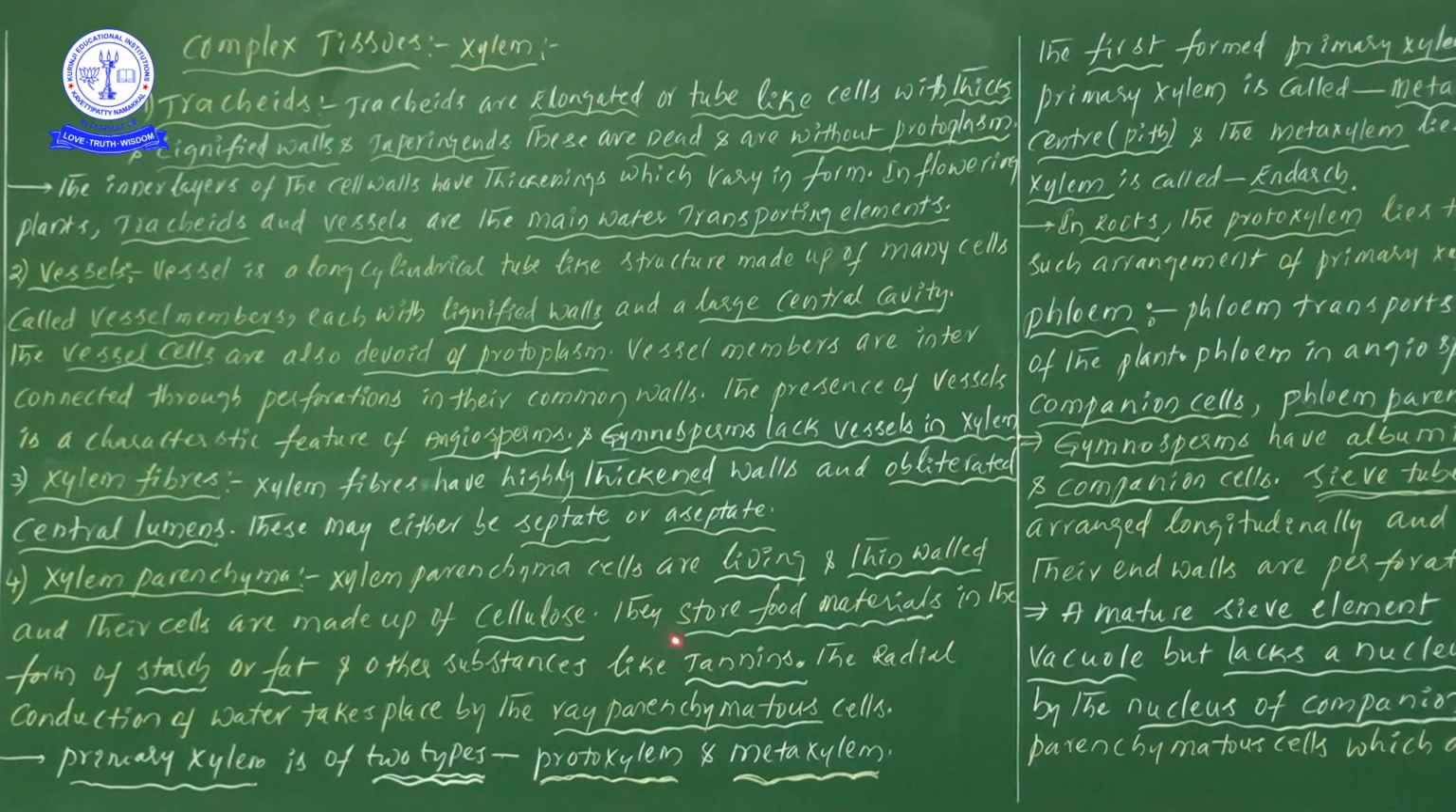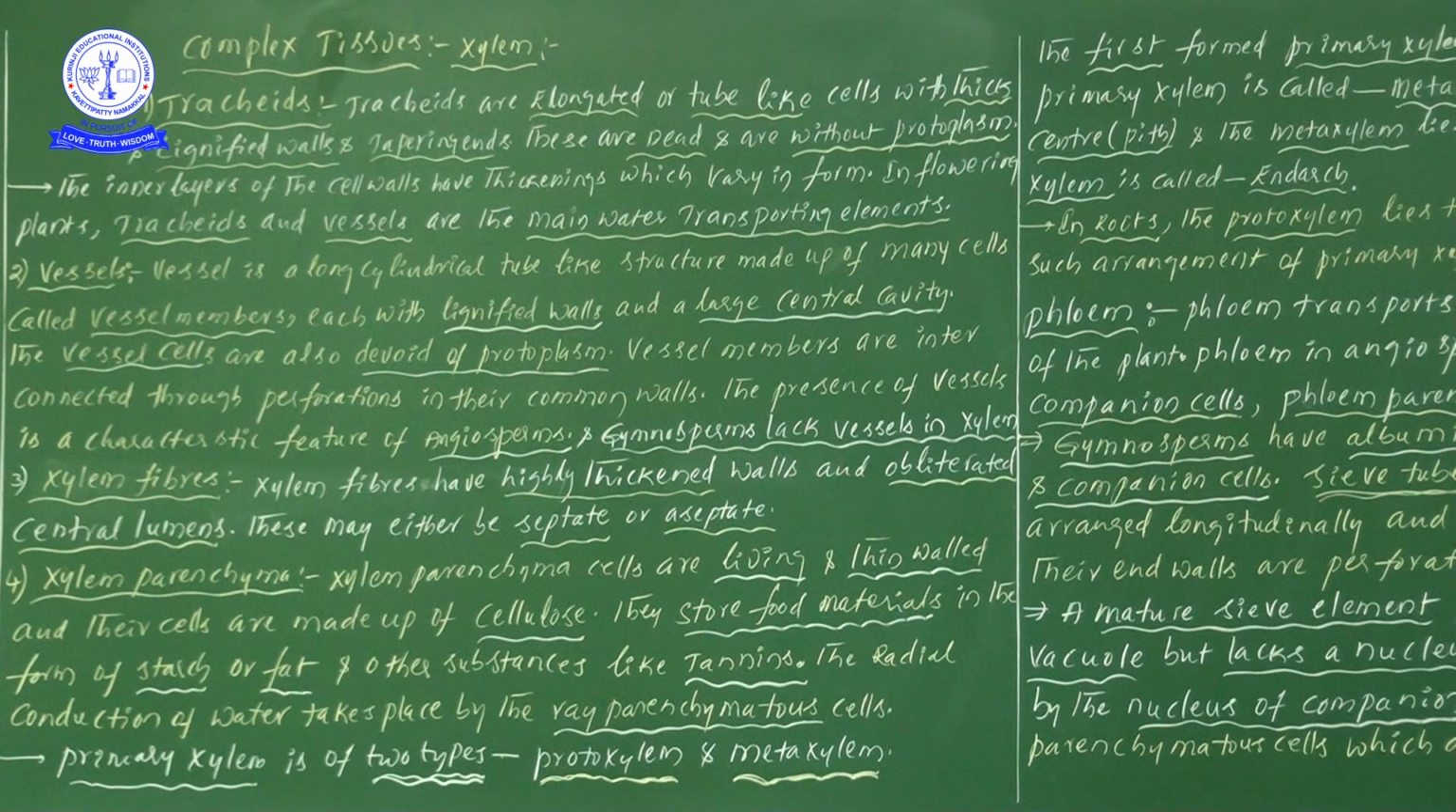Next, they store food materials in the form of starch or fats or other substances like tannins. Whatever the substance is, it is useful for storage purposes only. That is why xylem parenchyma helps in the storage of food materials.